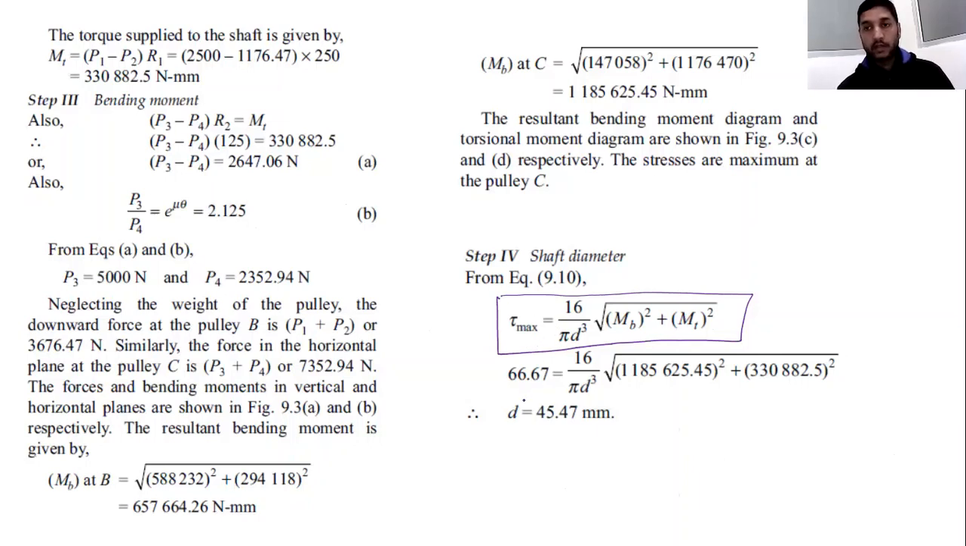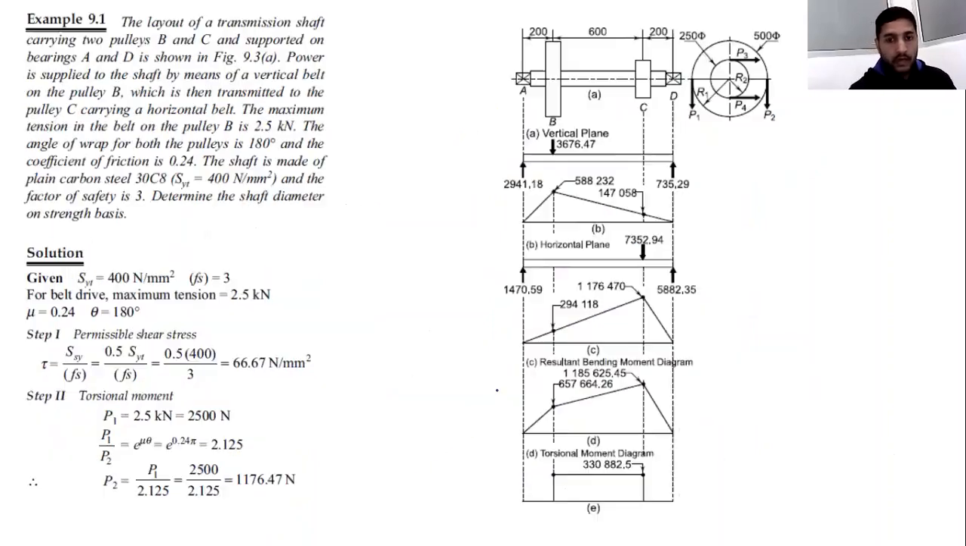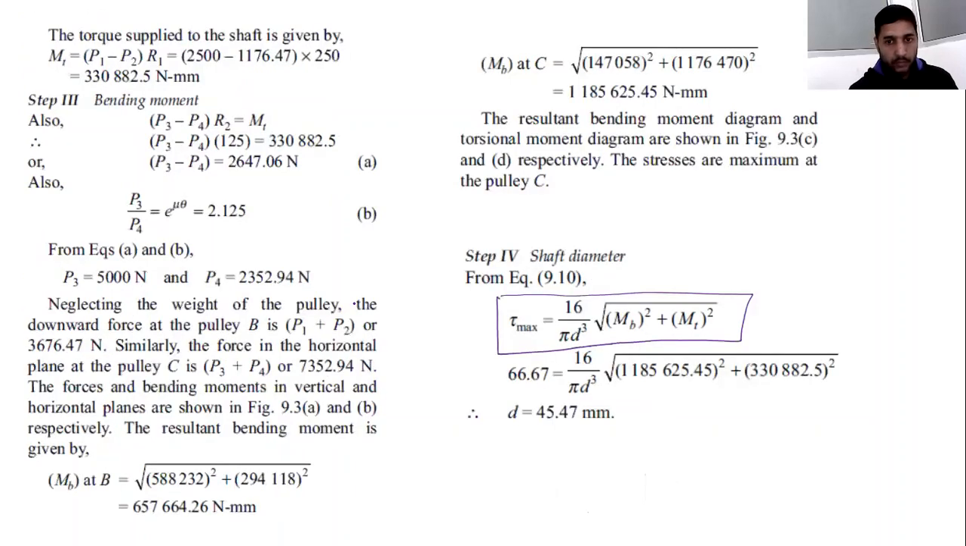Now, tau max is the maximum permissible shear stress. How will it be calculated? This is tau max, that is failure stress, SSY, divided by the factor of safety, and SSY is equal to 50% of SYT divided by the factor of safety. So 0.5 into SYT, which is given to us as 400, divided by 3, the factor of safety, which is also given. From here you will calculate the value of tau max as 66.67. You can see 66.67 has come here.